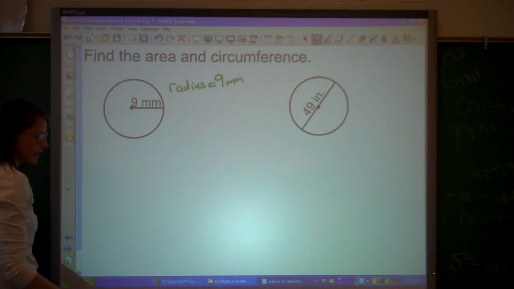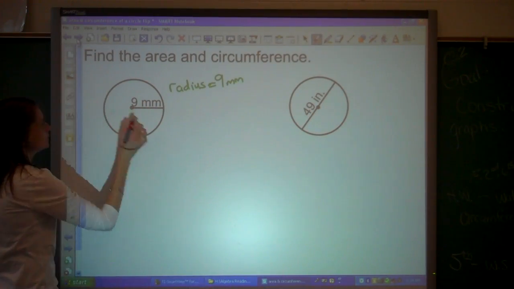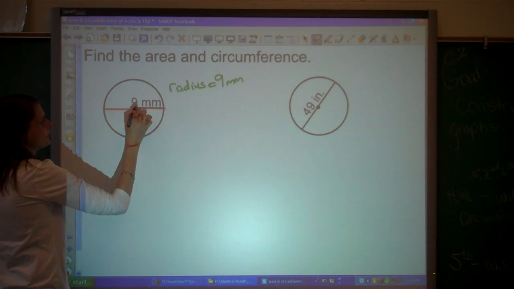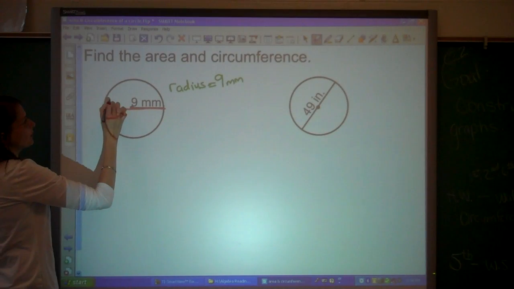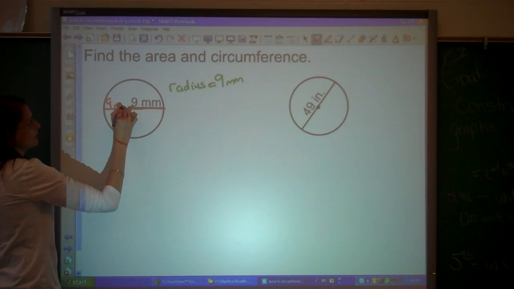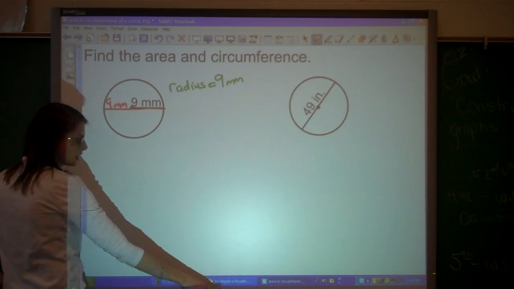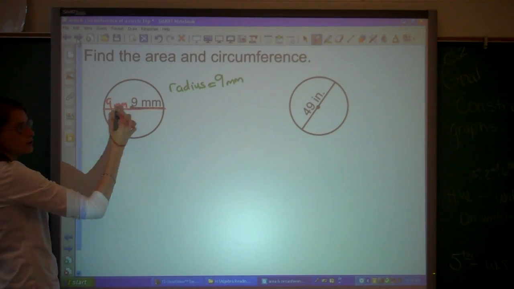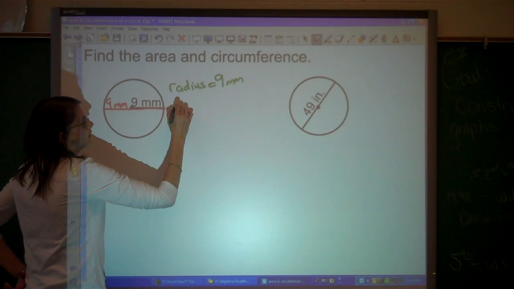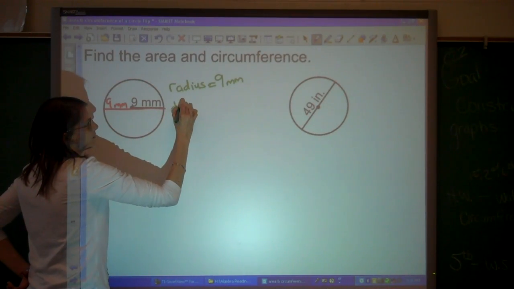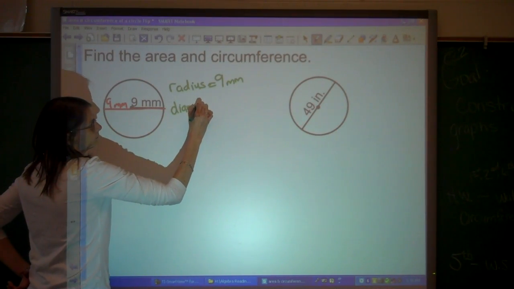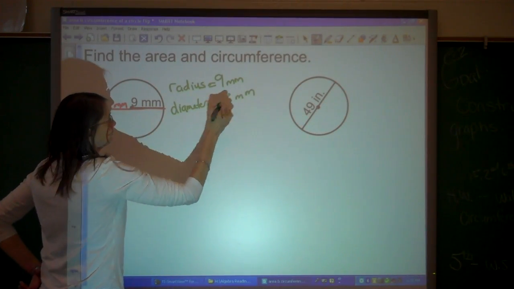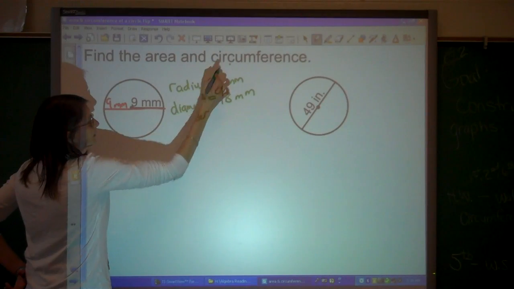Now remember, the diameter is the whole distance across. So if from here to here is 9, then from here to here is 9. So 9 plus 9 is 18. Or I can just do 9 times 2, since 2 of them make it up. So my diameter is 18 millimeters. And now I can find my area and my circumference.